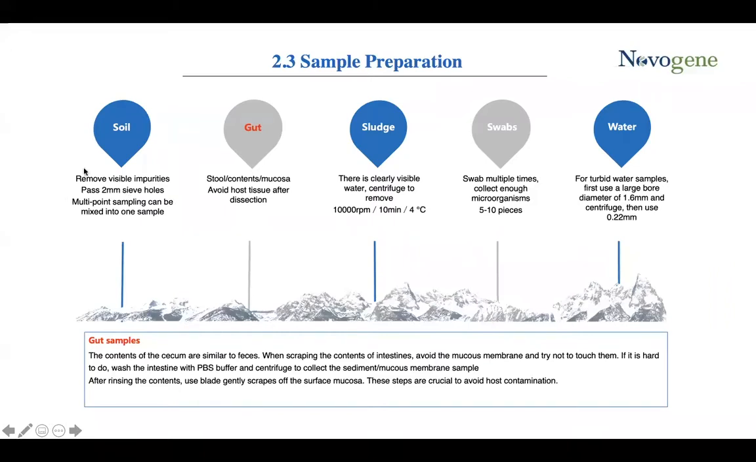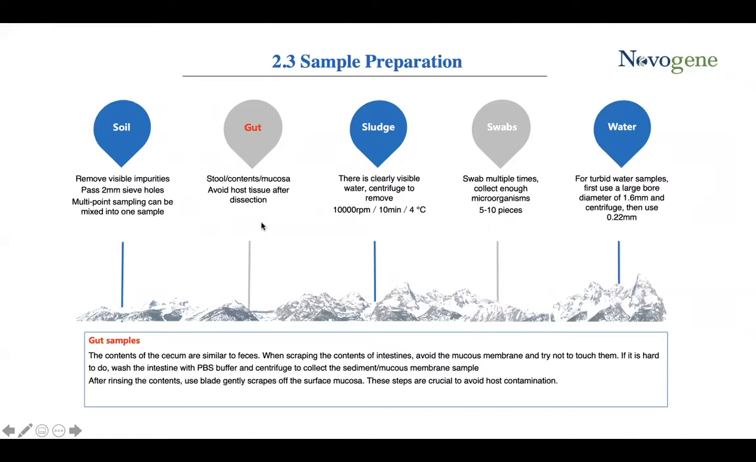And for those typical samples which researchers often focus on, we have several suggestions and tips regarding the operation of sampling. So for soil samples, it is recommended to choose soil which does not directly contact with air. Firstly, remove the visible impurities, such as roots of plants and tiny pebbles. And then we can pass the soil samples through a 2 millimeter diameter filter to further remove smaller impurities. It is also recommended to collect samples from multiple spots of a location and mix them into one sample.